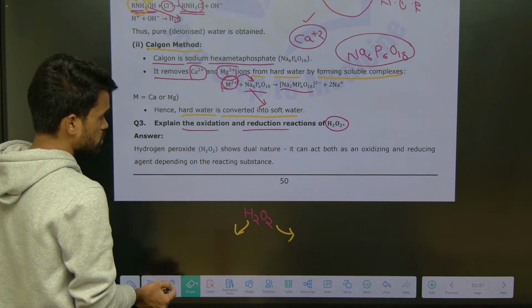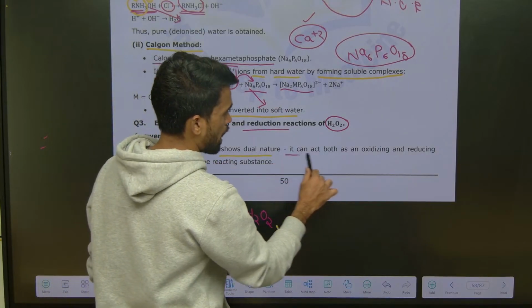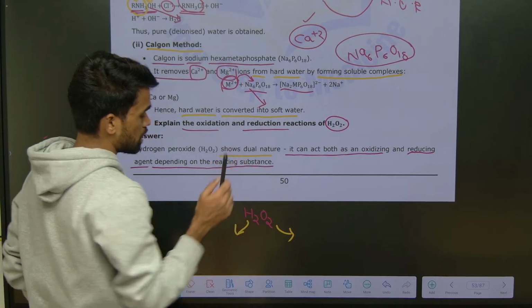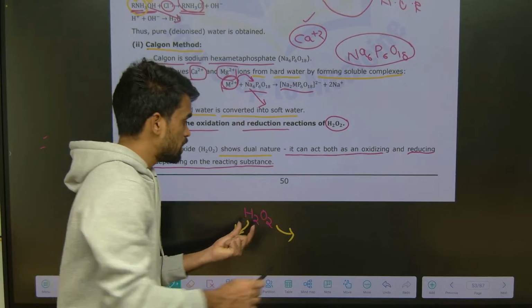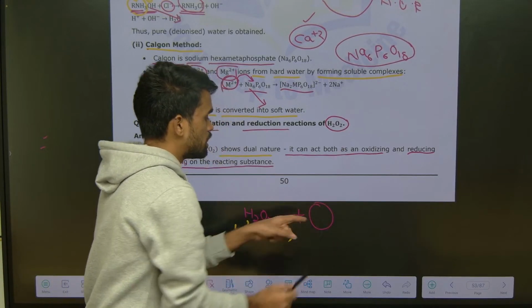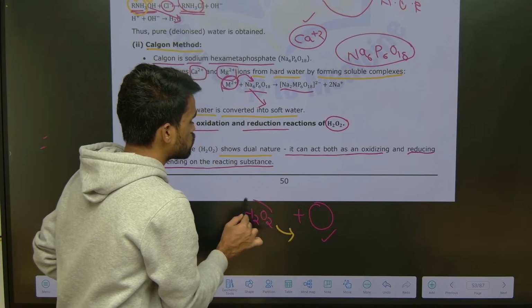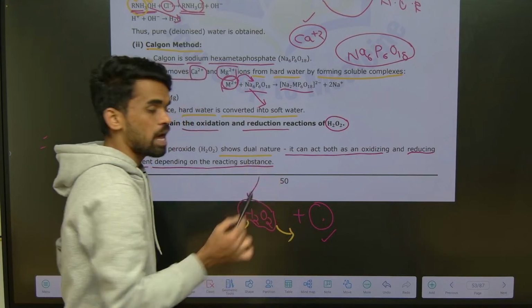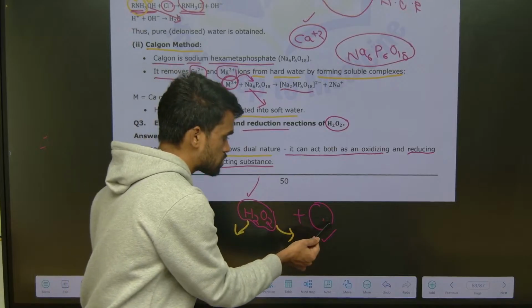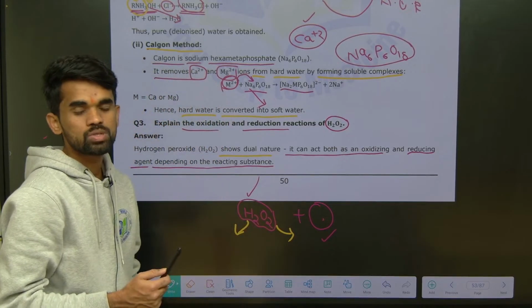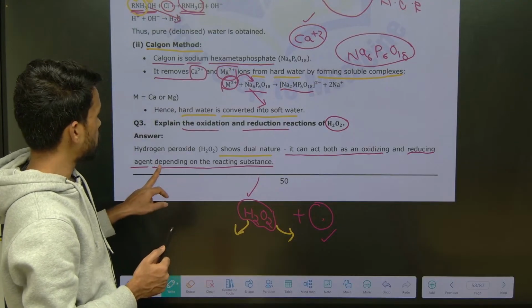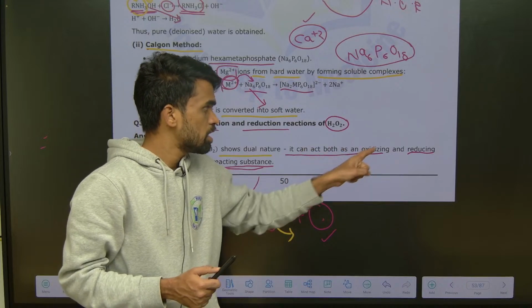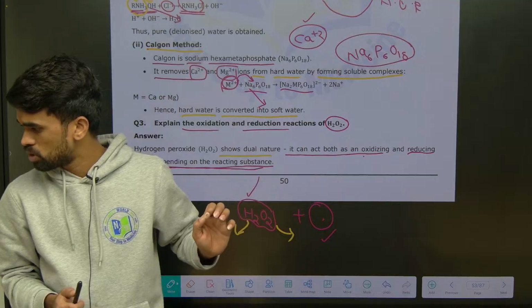Hydrogen peroxide shows dual nature. It can act as an oxidizing as well as a reducing agent depending on the reacting substance. It means when hydrogen peroxide reacts with some species, depending upon that species' nature, hydrogen peroxide changes its property. If the other species is acting as a reducing agent, hydrogen peroxide acts as an oxidizing agent, or if the other is an oxidizing agent, H2O2 will be the reducing agent. Like this it changes. Depending on the reacting substance, hydrogen peroxide can show either oxidizing or reducing nature. This is how you need to understand the concept.